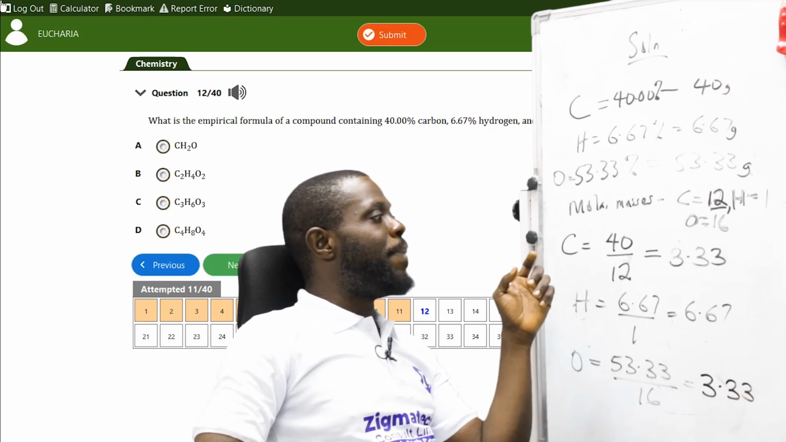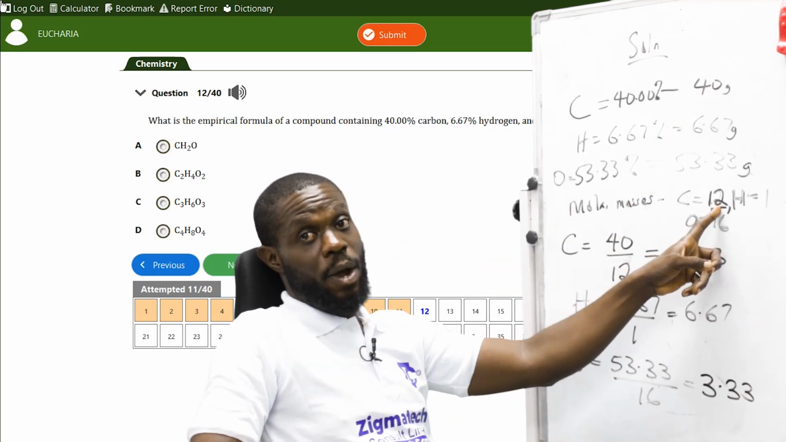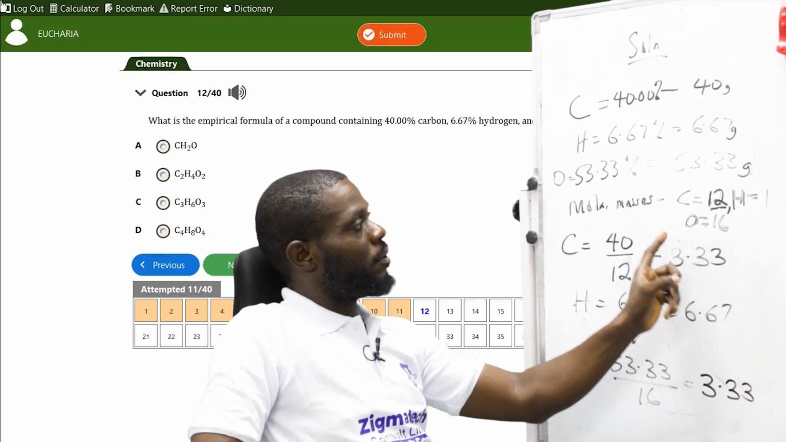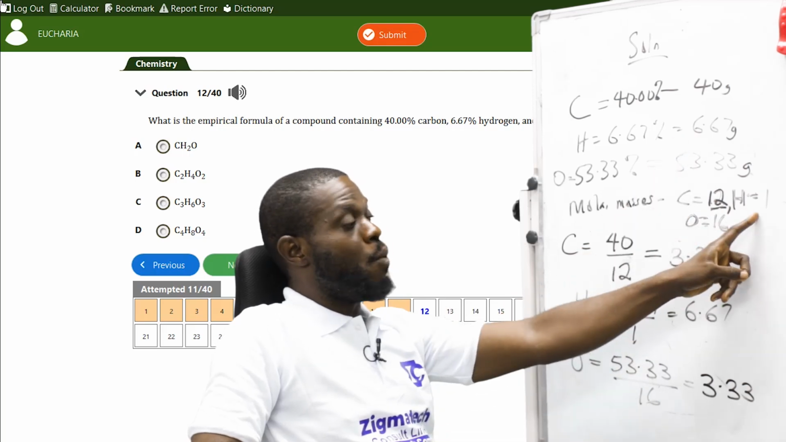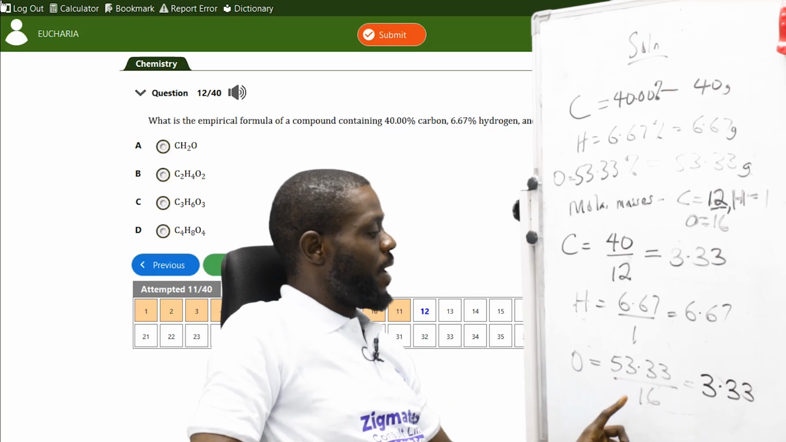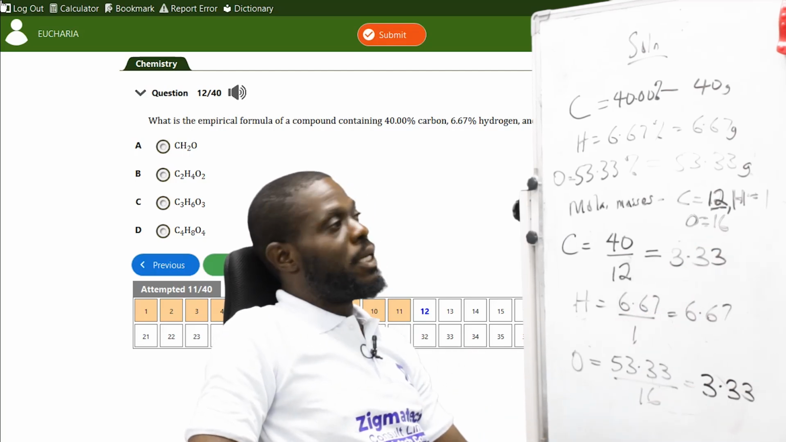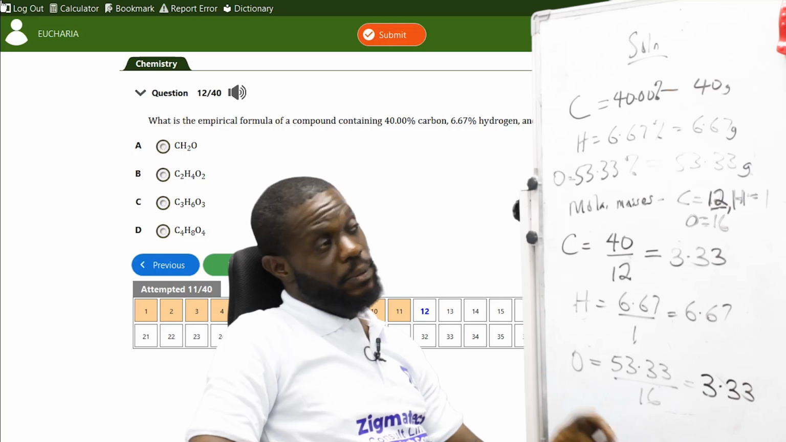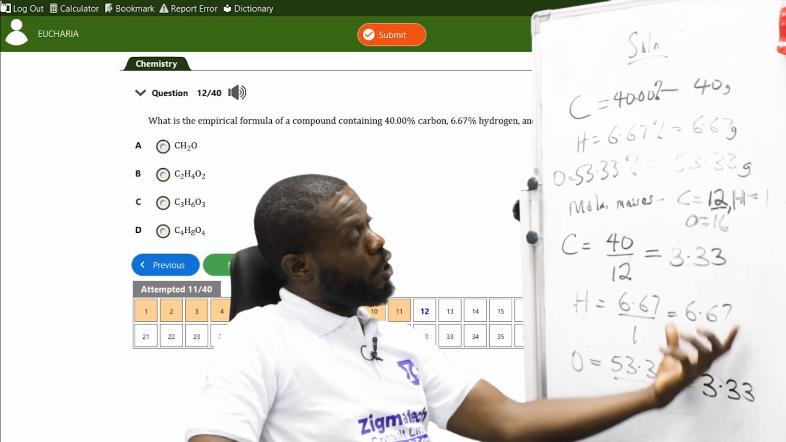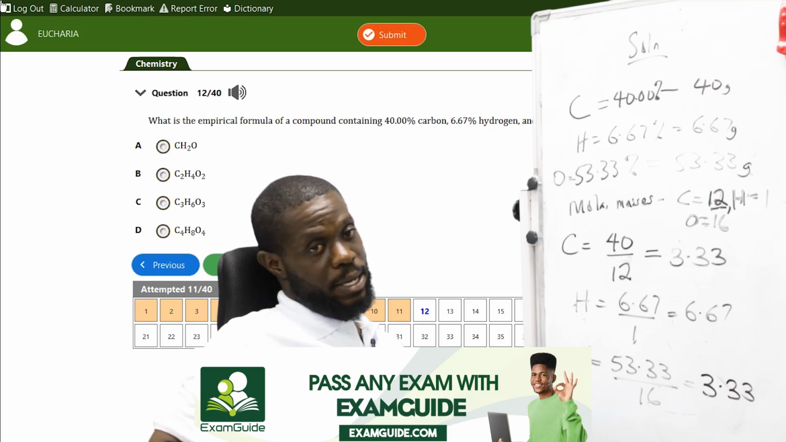Now, divide by their molar masses. Carbon is 40 grams, divided by the molar mass, which is 12. It gave us 3.33. Hydrogen is 6.67, divided by the molar mass, which is 1. It gave us 6.67. Oxygen is 53.33 divided by 16, which is the molar mass of oxygen, equals 3.33. The next step says, pick the smallest answer and divide all through by it.